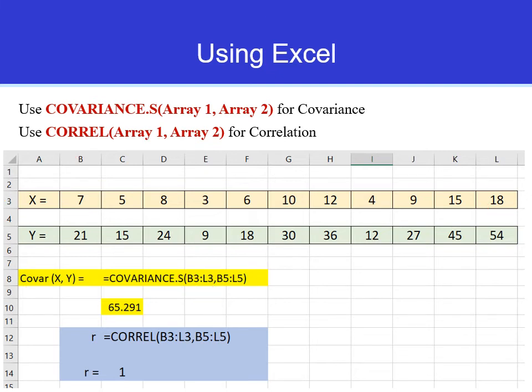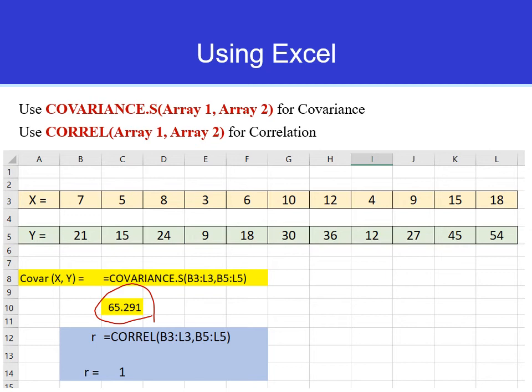comma, then the next values for y. That would be the first value of y, which is 21, which is B5, to the last number, which is 54, which is L5. And we hit enter, and it gives us the covariance.